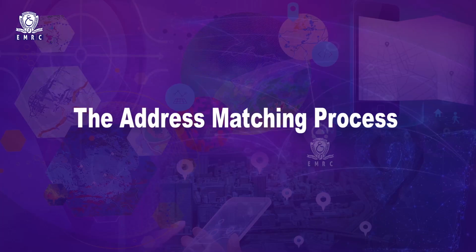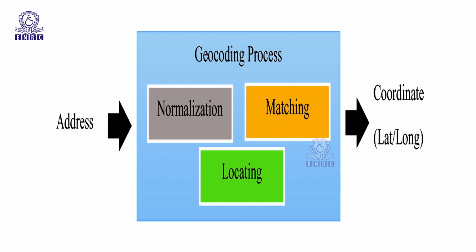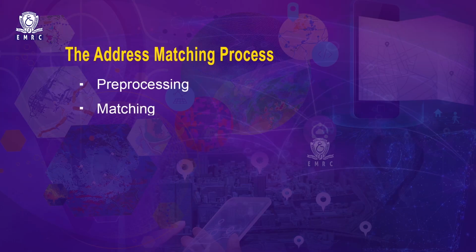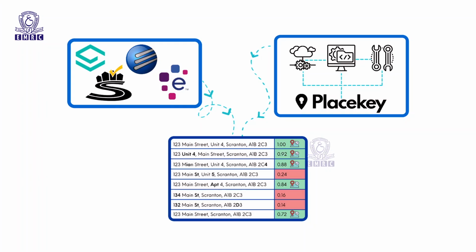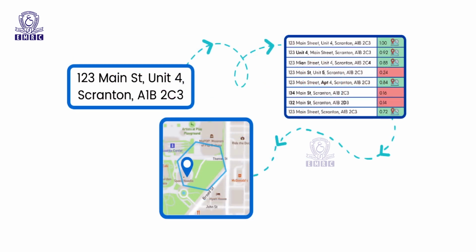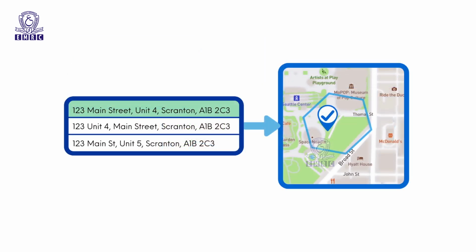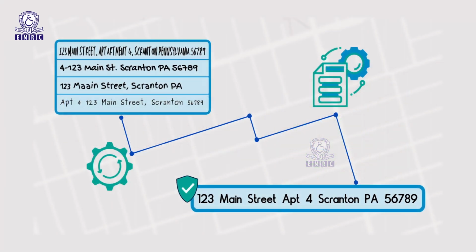The address matching process. The geocoding process uses the geocoding engine, which can be embedded in a GIS package. In general, the geocoding process consists of three phases: pre-processing, matching, and plotting. The pre-processing phase involves parsing and address standardization. Parsing breaks down an address into a number of components. The result of the parsing process is records in which there is a value for each of the address components to be matched.